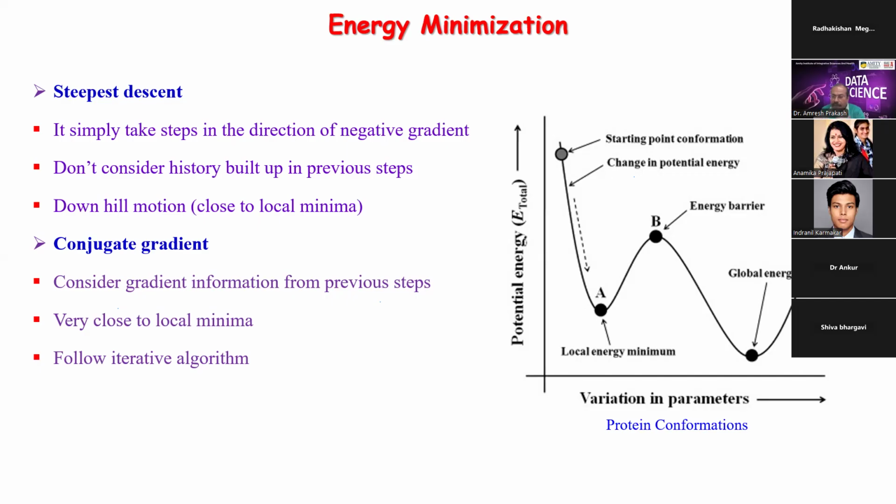So this type of thing should not happen. We check their bond angles, torsions, and charges, and all of these get optimized during the energy minimization steps. Usually for energy minimization we use two methods: one is steepest descent and the other is conjugate gradient.